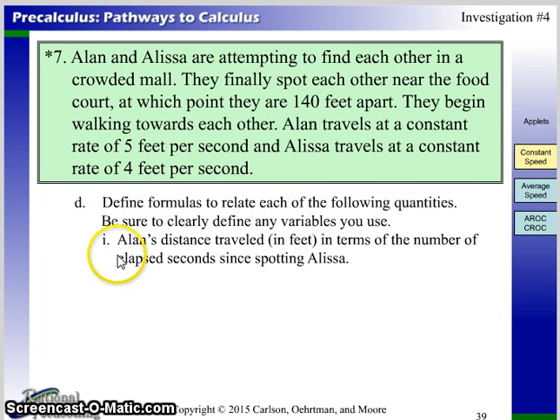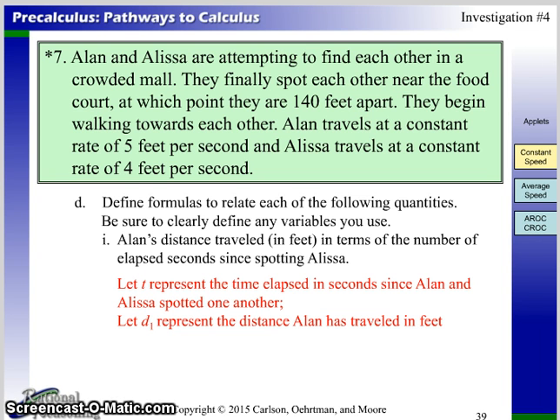So just part 1, we're going to write a formula for Alan's distance traveled in feet in terms of the number of elapsed seconds since he spotted Alissa. Okay, so we needed to define two variables. Let t represent the time elapsed in seconds since they spotted each other. And the author's going to use subscripts like this little one that falls below the d. We call that a subscript, or sometimes I joke that's the luggage tag. So we know that that goes with the first person, Alan.